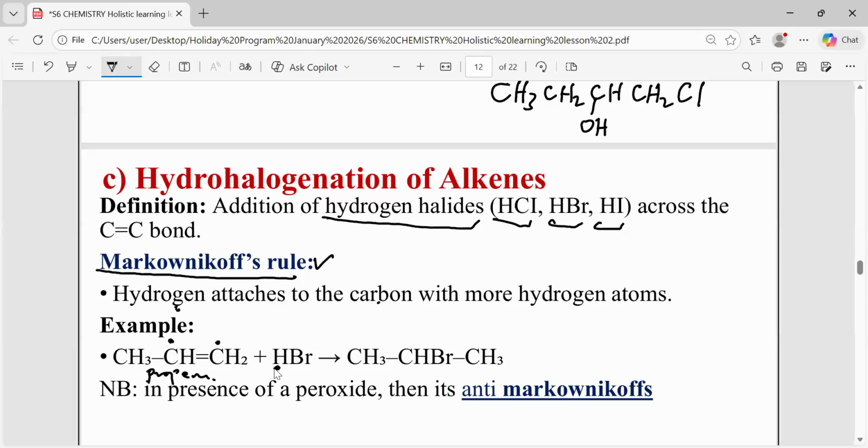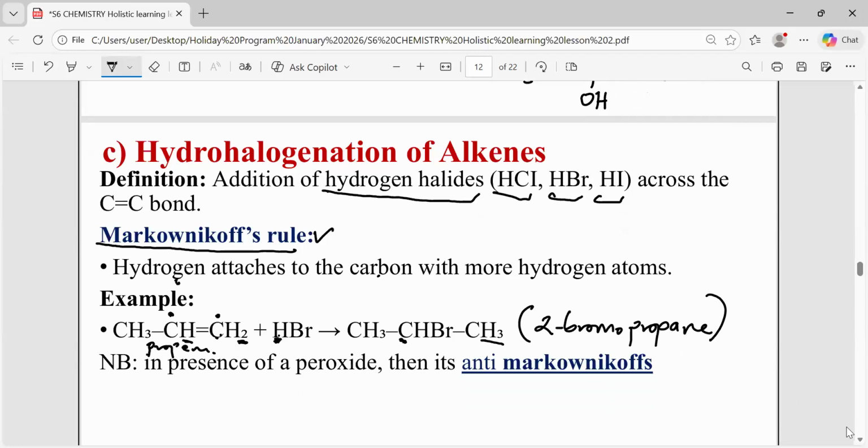this hydrogen on the hydrogen bromide, when it was attached, at first it was attached to this carbon atom with two hydrogen atoms compared to this one. So we see that they became three. And then bromide came on this second carbon atom, which formed 2-bromopropane. So that is the one that we are having.